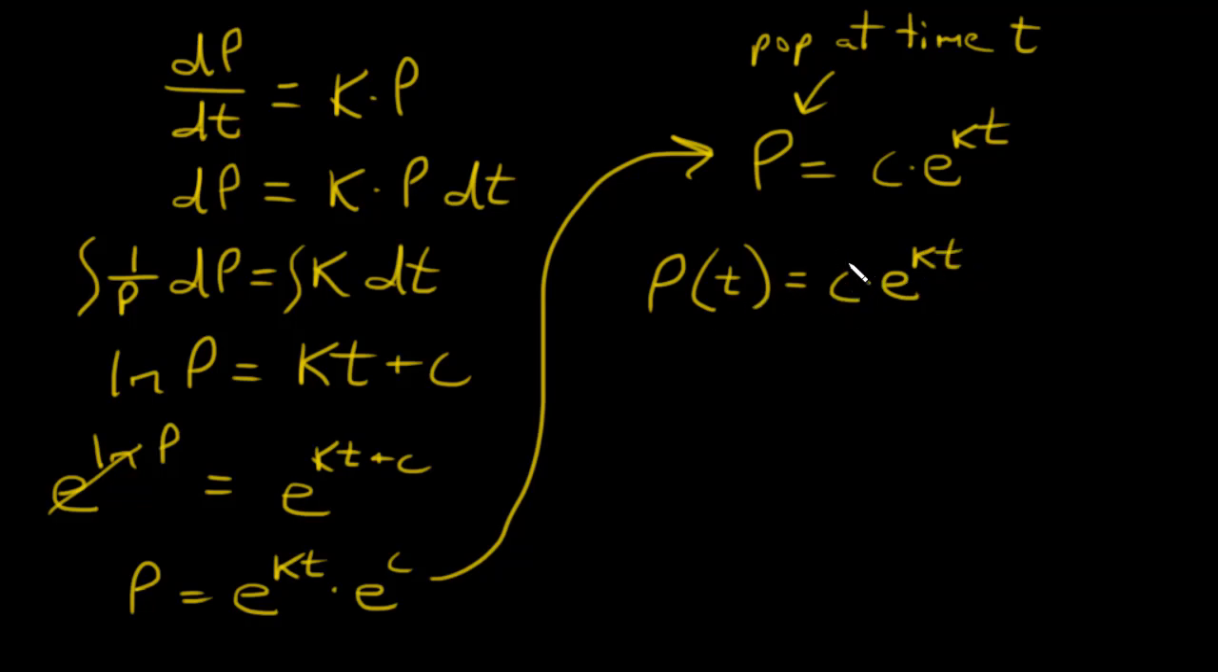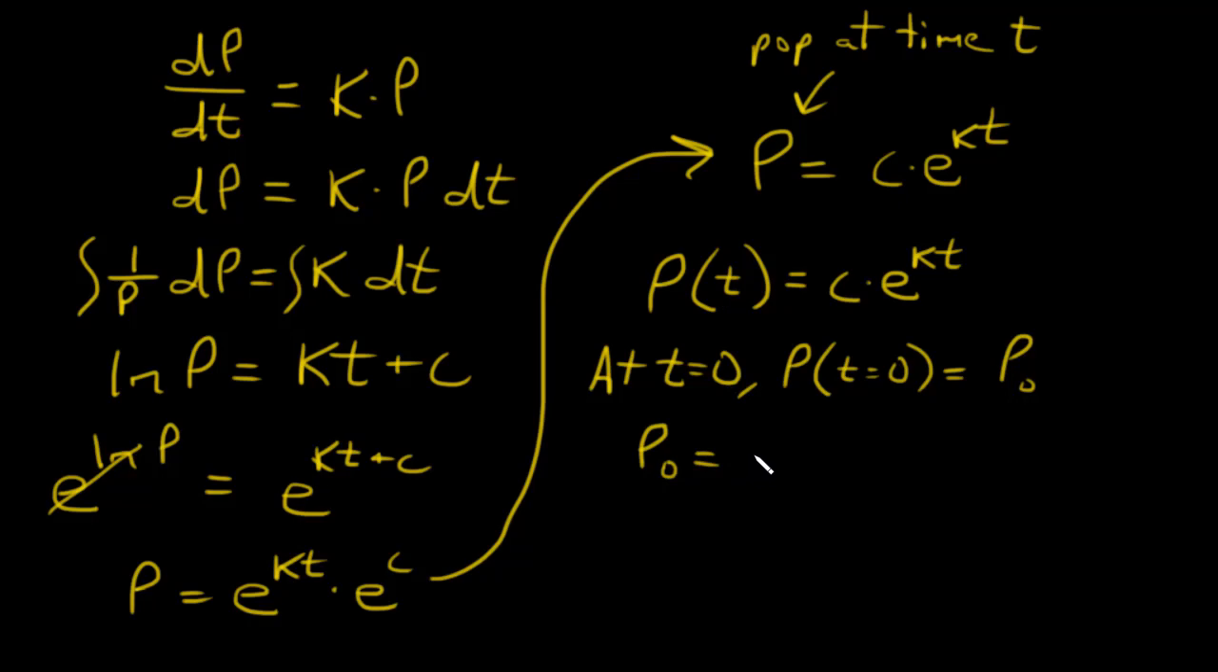Now, if I want to find c, I need an initial condition. And so the initial condition that we said was that at t equals 0, the population is equal to p naught. Okay? So I can now say p naught, that's my p of t at time 0, is equal to c times e to the k times 0. So this is going to be e to the 0, which is going to evaluate into a 1, which means that my c is just equal to p naught.